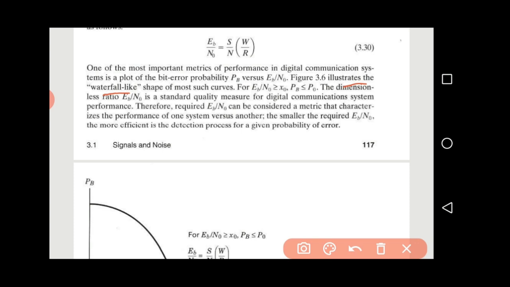For Eb/N0 greater than or equal to a threshold and PB less than or equal to P0, the dimensionless ratio Eb/N0 is a standard quality measure for digital communication system performance. Therefore, the required Eb/N0 can be considered a metric that characterizes the performance of one system versus another. The smaller the required Eb/N0, the more efficient is the detection process for a given probability of error.